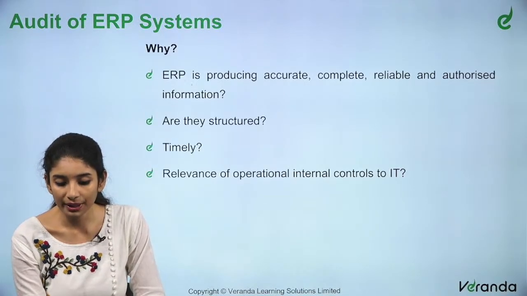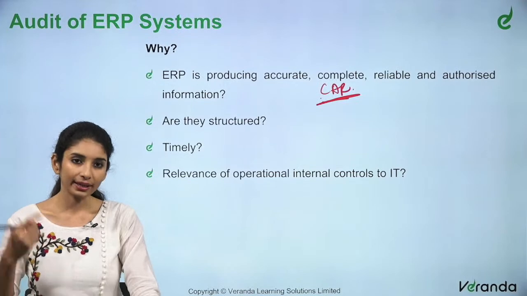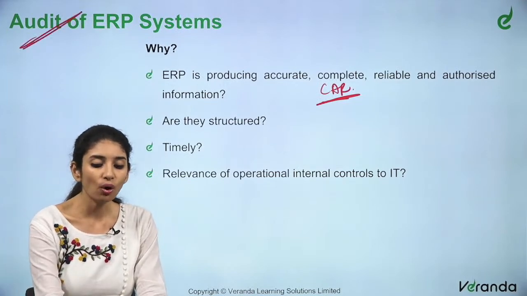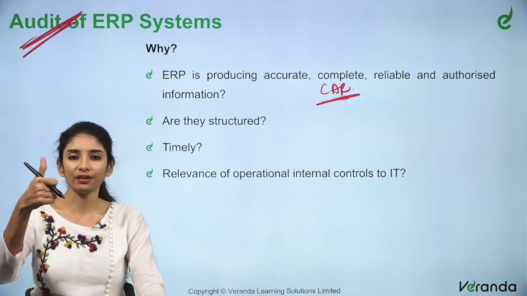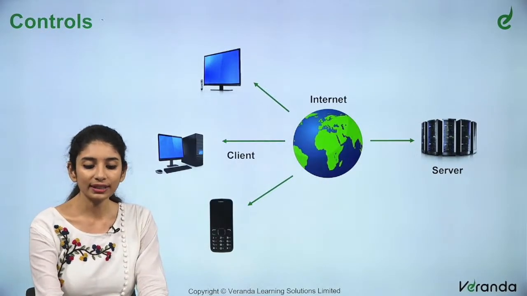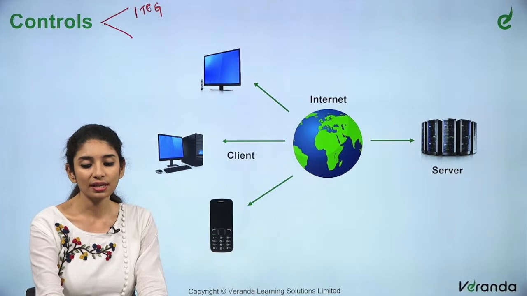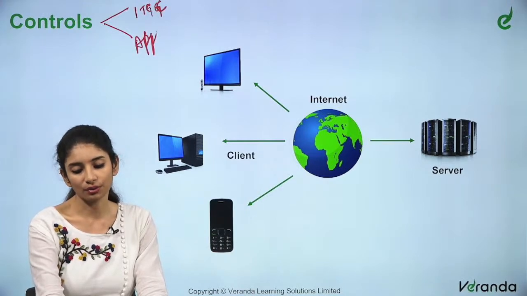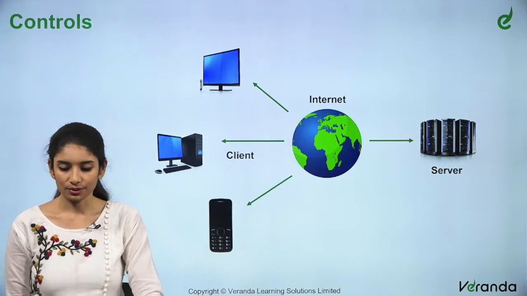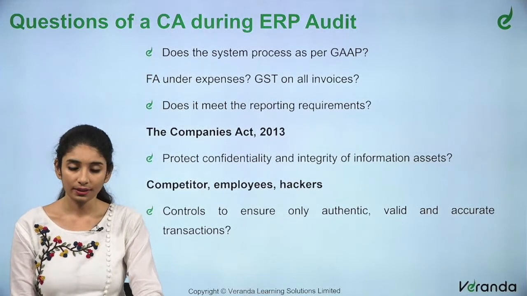Audit of ERP system. We are going very fast. It's a rapid revision, guys. ERP is producing CAR reports: complete, accurate, reliable reports. Are the reports structured, timely? Now we've moved on to auditing the ERP systems. So far we were doing benefits of ERP system, risks in ERP system, what is RBAC. Now we're doing audit of ERP systems. And the controls. We've already studied in chapter number 1 that we have 2 types of controls, ITGC and application controls. So many questions that a CA can ask during an ERP audit.